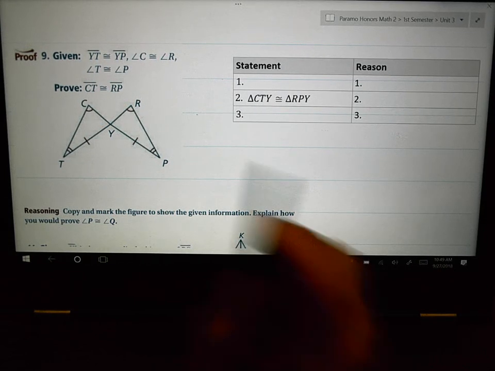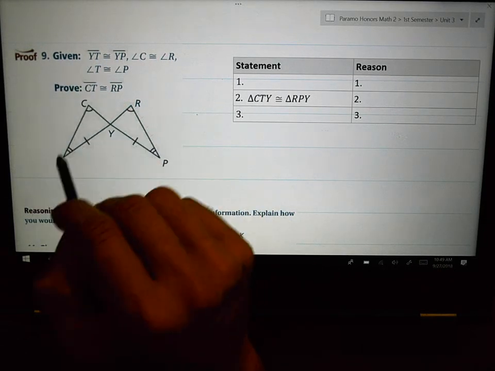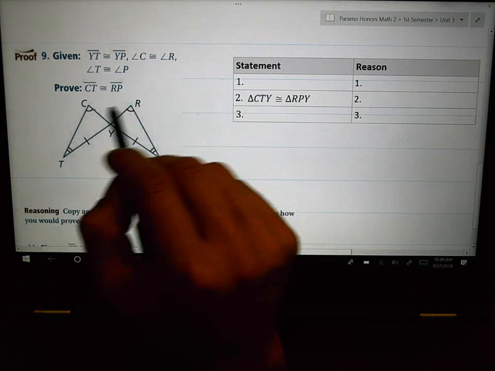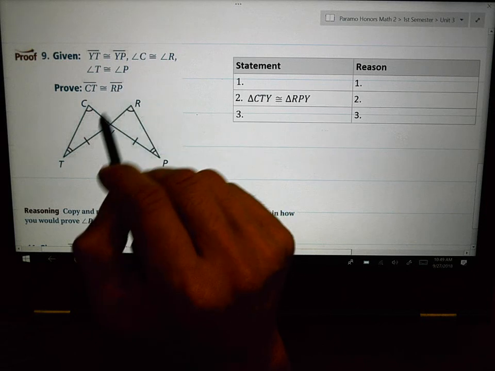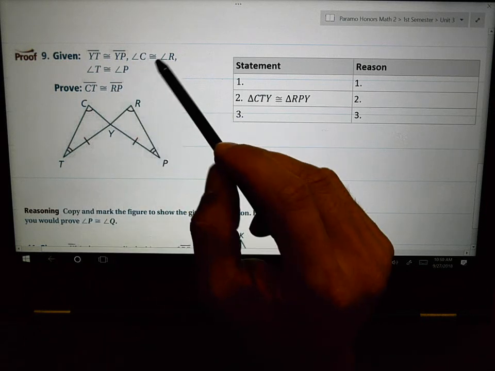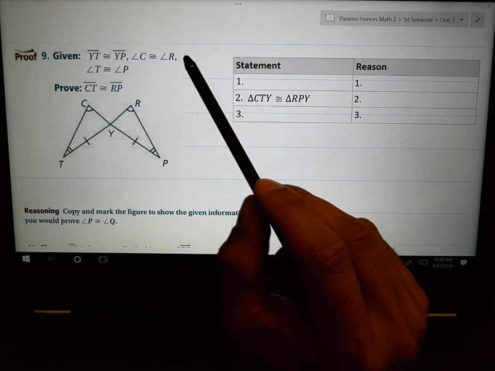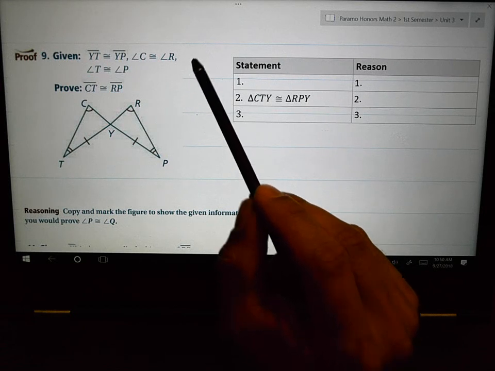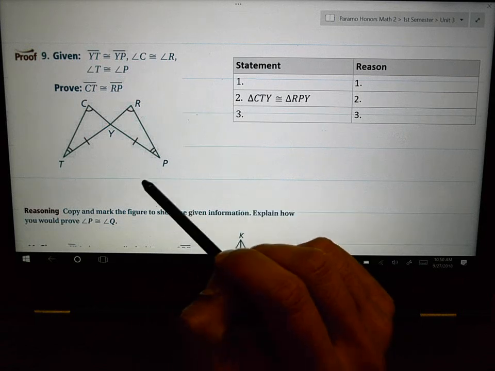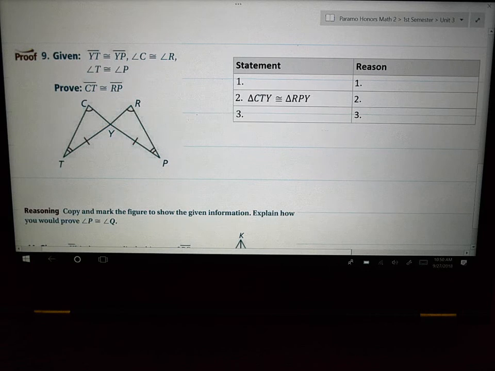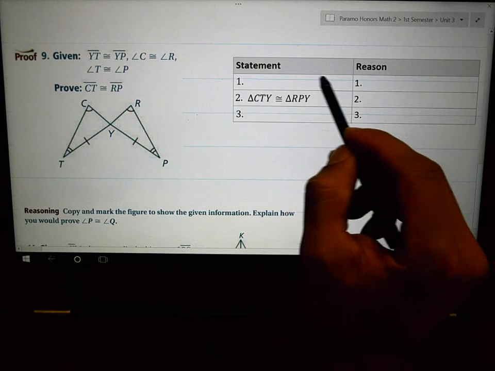Number 9 says the given statement is YT is congruent to YP, and angle C is congruent to angle R, and angle T is congruent to angle P. The textbook authors assume that we will help you out and we'll put that into the picture. Don't assume that I'm going to do that on any quiz or any test. On any quiz or test, you'll have to take that information and put it in the picture. But I'm hoping that you know what your first statement would be. I'm hoping you know what's going to go here.